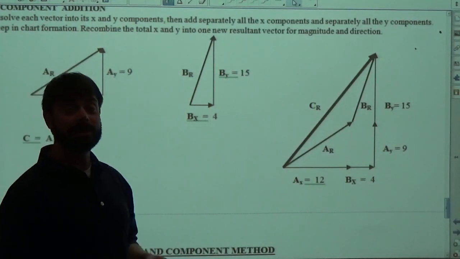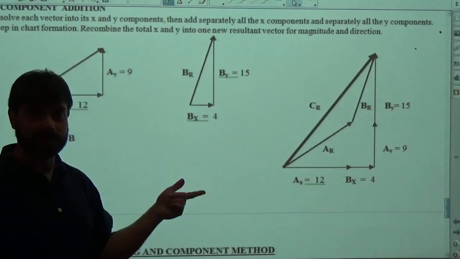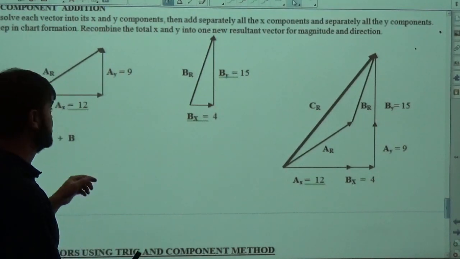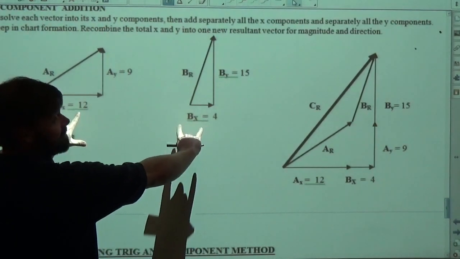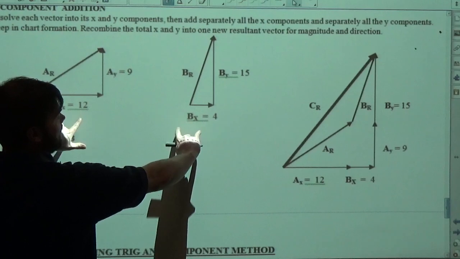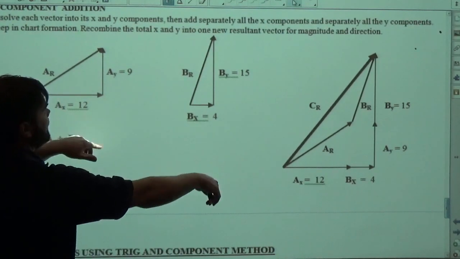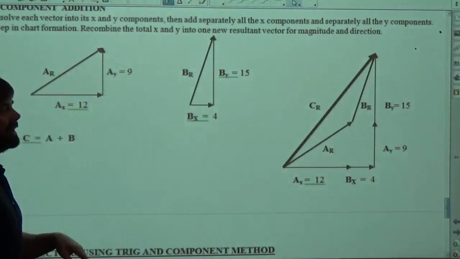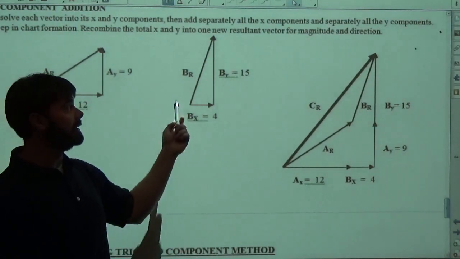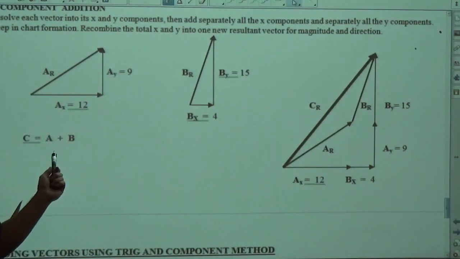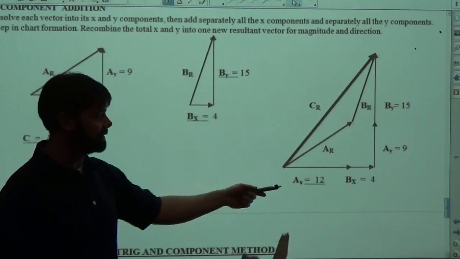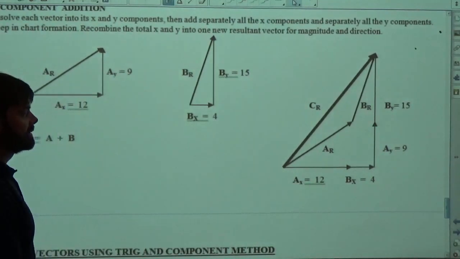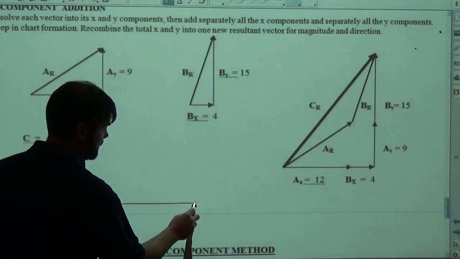So again, remember, we can add vectors when they're collinear, pointed in the same direction. For example, my two x's, the A of x and B of x, can be added straight together going to the right, and my vertical components, B of y and A of y, going straight up, can be added together. So all they did to add vector A plus vector B is they took A of x plus B of x across the bottom, which is going this way.